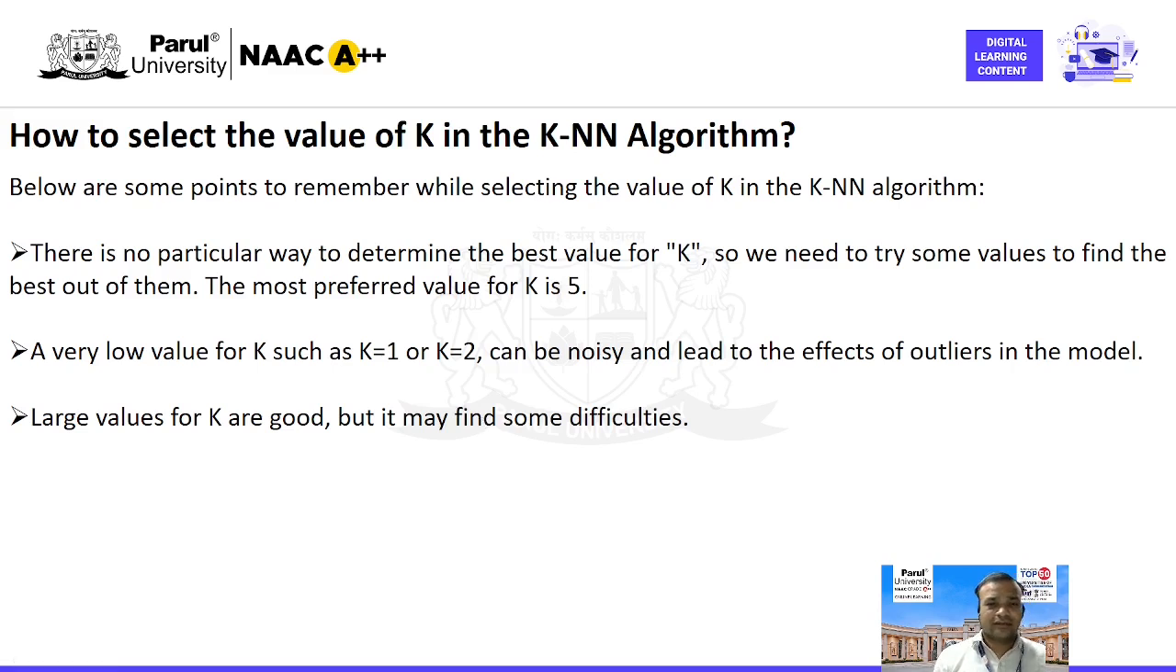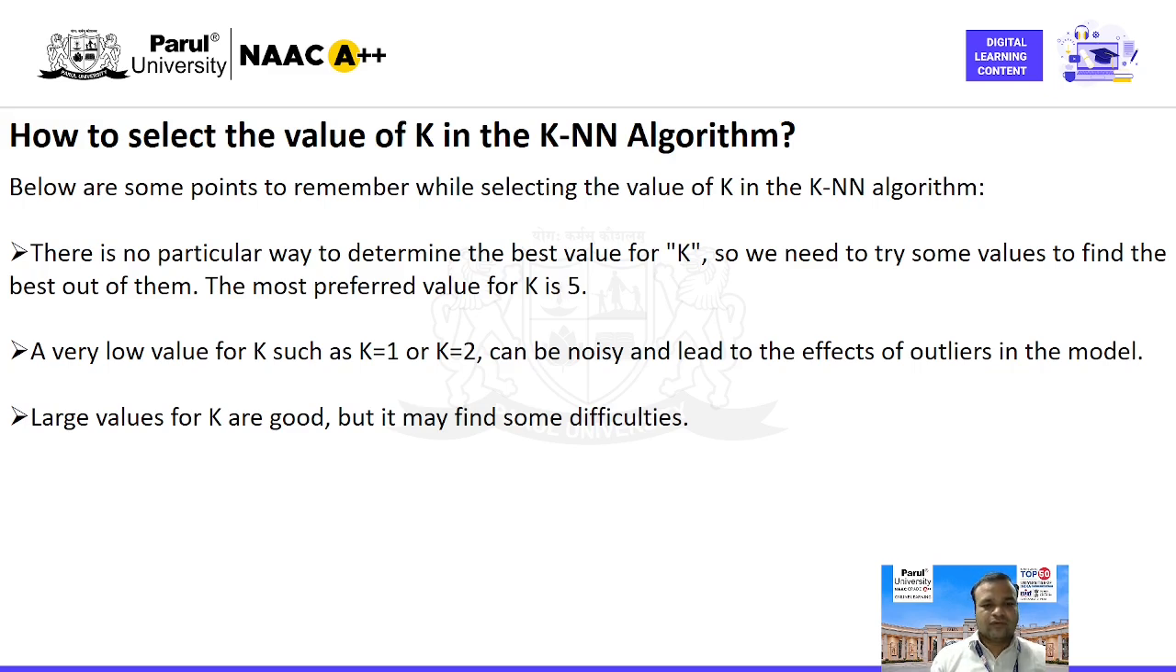So how to select the value of K in KNN? Below are some points we discussed. There is no particular way to determine the best value for K. So we need to try some values to find the best out of them. The most preferable value for K is 5. In most cases we use 5.